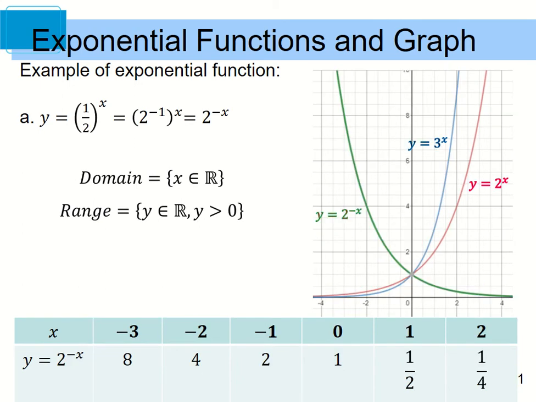Now, how about y equals (1/2) to the power of x? We can change this to 2 to the power of negative x. So when we plot the graph, it will be on the opposite side. This 2 to the power of negative x is symmetric with 2 to the power of x. You can see this line is symmetric with 2 to the power of x, so the graph goes like this. Again, the domain is x belongs to real numbers, and for the range, y belongs to real numbers and y should be more than 0.